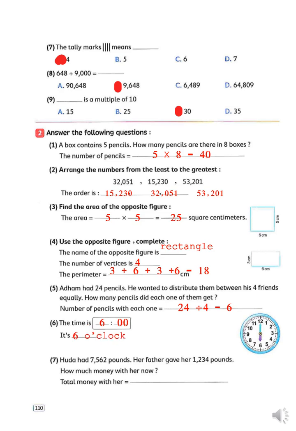Huda had 7,562 pounds. Her father gave her 1,234 pounds. Total money with her, 7,562 plus 1,234 equals 8,796.